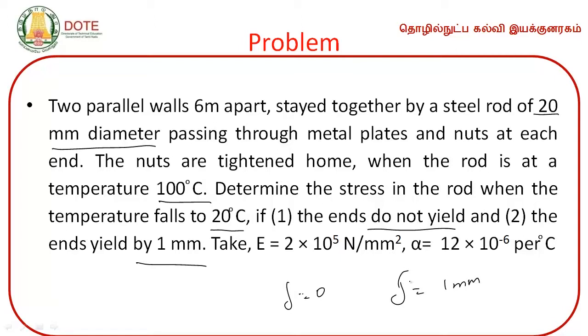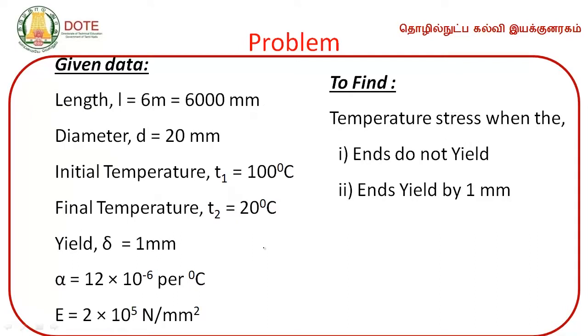Take E is equal to 2 into 10 to the power 5 Newton per mm square and alpha is equal to 12 into 10 to the power minus 6 per degree centigrade. Alpha is the coefficient of thermal expansion, and E is the Young's modulus. Now we are going to write the given data. Length L is 6 meter, so this is 6000 mm. Diameter D is 20 mm, diameter of the rod. Initial temperature is 100 degree centigrade. Final temperature is 20 degree centigrade. Yield is 1 mm for the second case.